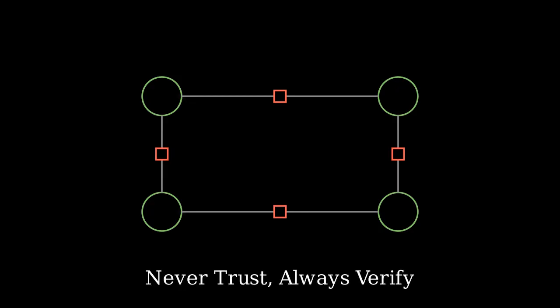By placing a checkpoint on every single line of communication, you follow the principle of never trust, always verify. Requests must prove themselves at every hop, ensuring that even if one service is compromised, the attacker cannot freely move through your system. Verify every request.